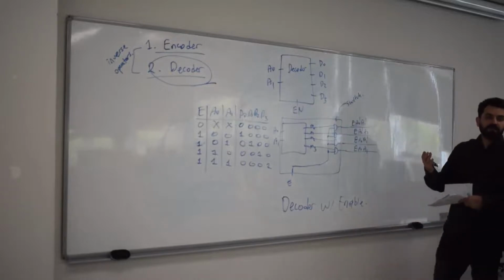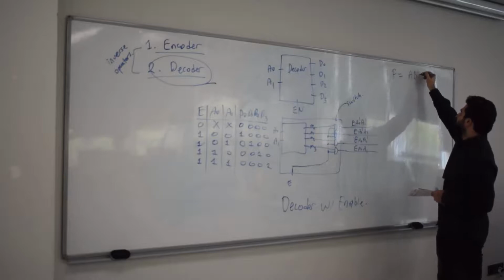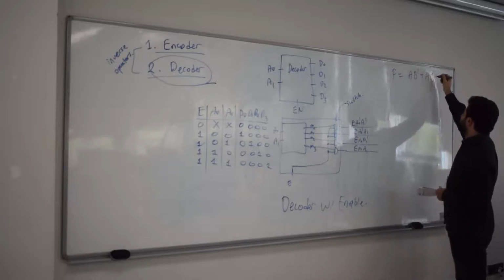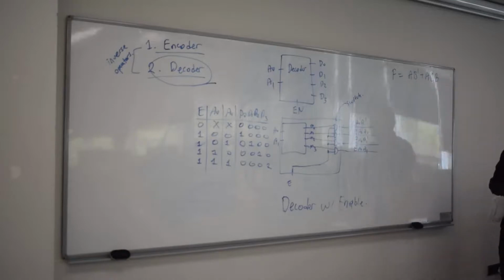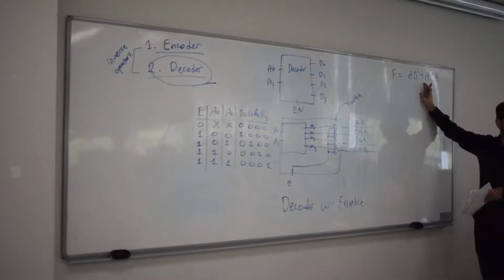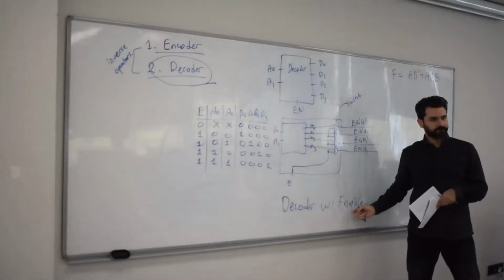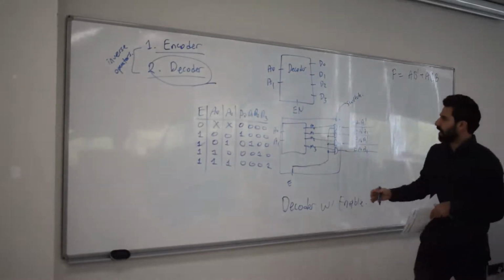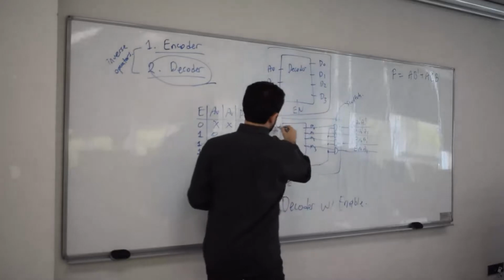So you may actually be asked a function, for example. You may be given a function f = A B prime + A C, let's say, or maybe C B. Okay, a 3-input function. And you may be asked to implement this function using a decoder with an enable. Okay? So you can actually use this functional form without thinking about what's inside. This is what is inside.